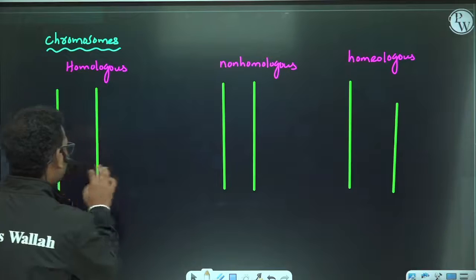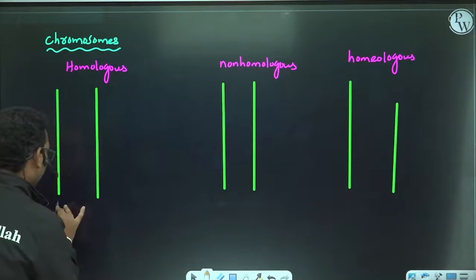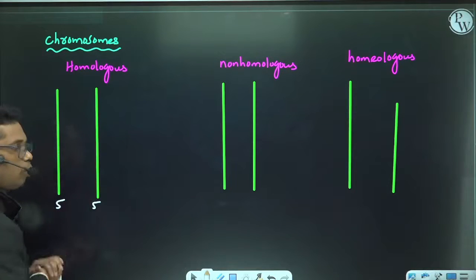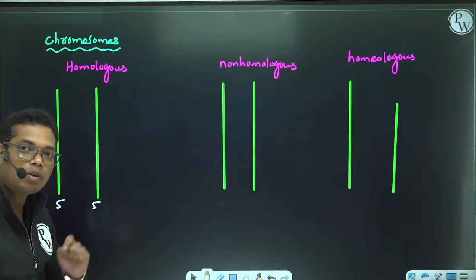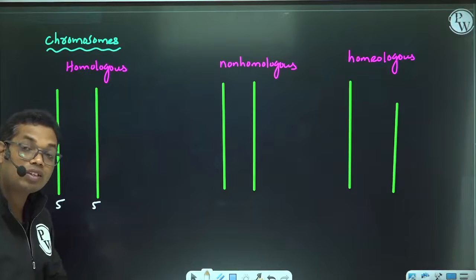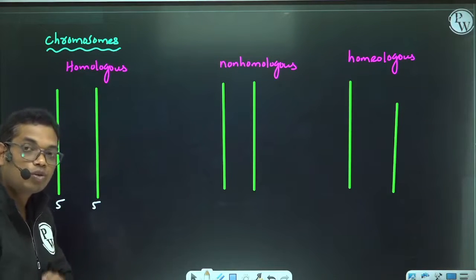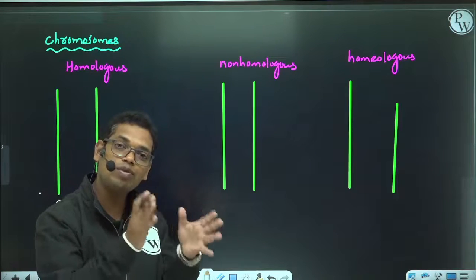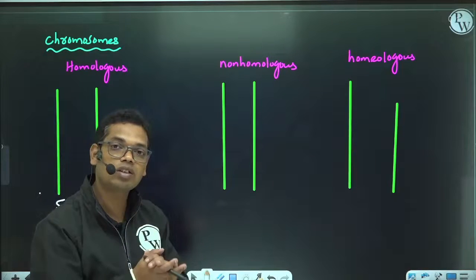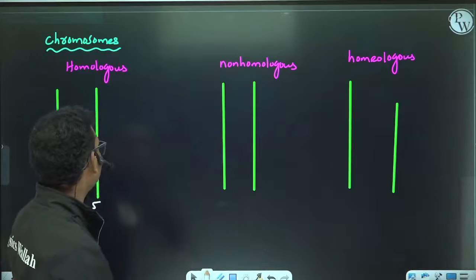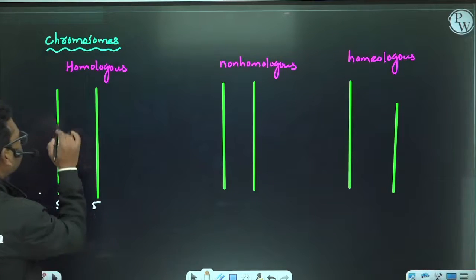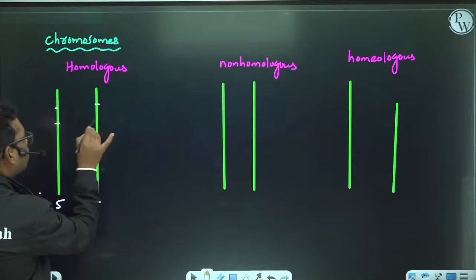So suppose these are two chromosomes. Suppose this is chromosome number 5, and this is chromosome number 5. These two chromosomes will have the same number of genes, same sequence of genes, and same type of genes. So if two chromosomes have the same number of genes, same types of genes, and same sequence of genes, those two chromosomes will be called homologous. Let me explain with the help of a diagram. So these are the different loci.